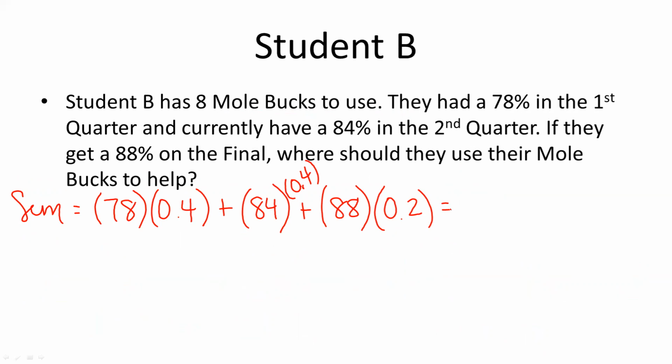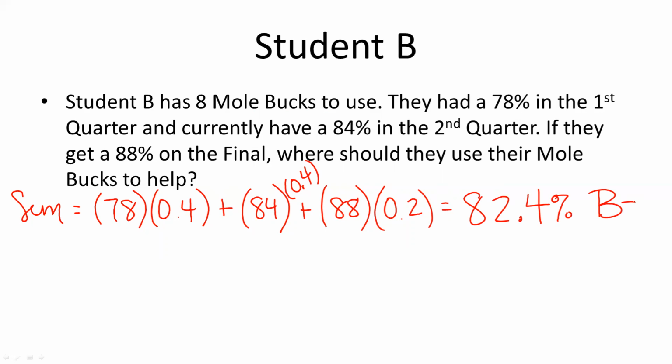So 78 times 0.4 plus 84 times 0.4. Don't forget, if you're not a parentheses wizard, maybe you should solve for each part before adding them all together. But to speed up this video, I am doing it. Okay, so they currently got an 82.4%. That is a B minus. They would love to get a B or a B plus. Let's see what we can do for them.